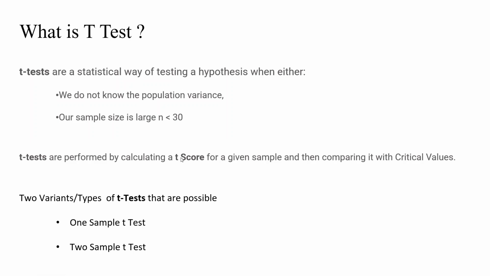So we calculate something called t-score, and then use that to calculate p-value, or use that against critical values to make our decisions on hypothesis testing. Similarly, we have one sample t-test and two sample t-test. We'll quickly go through them. They are mostly similar to what we have done on the z-test, but slightly different.